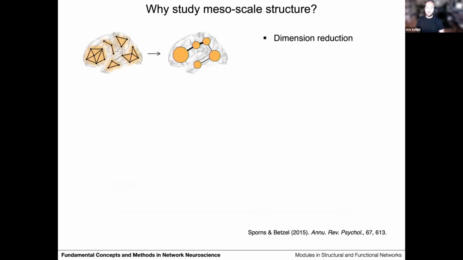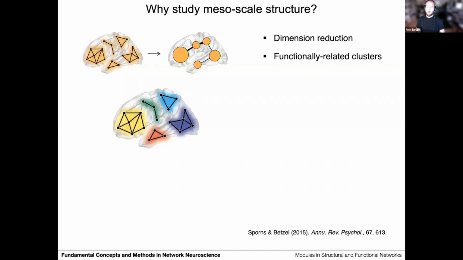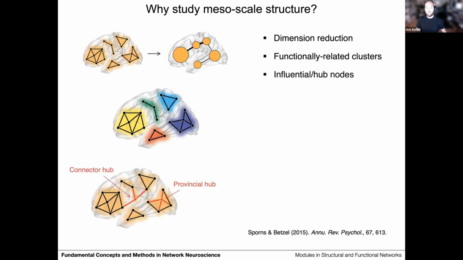Why are we interested in studying mesoscale structure? Well, on one hand, by studying mesoscale structure, we are effectively doing dimension reduction. Rather than focusing on properties of individual nodes or edges, we can focus on properties of modules. When we discover modules in networks, it allows us to say something about functional relationships between the nodes and the module. Many studies have established that the modules have a clear functional correspondence, that those nodes that make up the same module tend to be functionally related to one another, so we can try to better understand the function of the networks that we study.